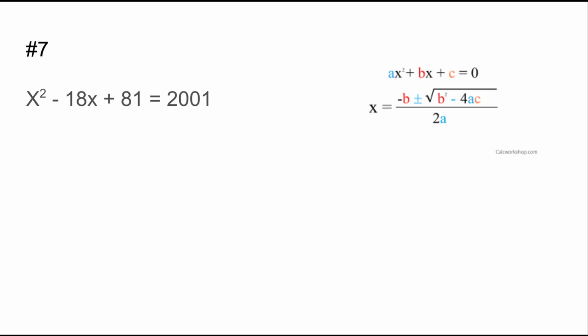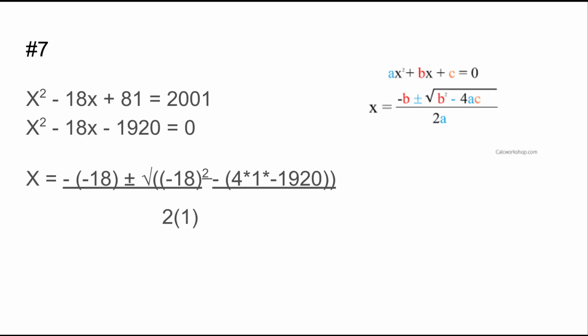Number 7. Let's make this equal 0. Let's subtract 2001 from 81, and we get negative 1920. So the opposite of B. So negative 18 plus the square root of negative 18 squared minus 4 times 1 times negative 1920 equals, divided by 2, is 53.73.